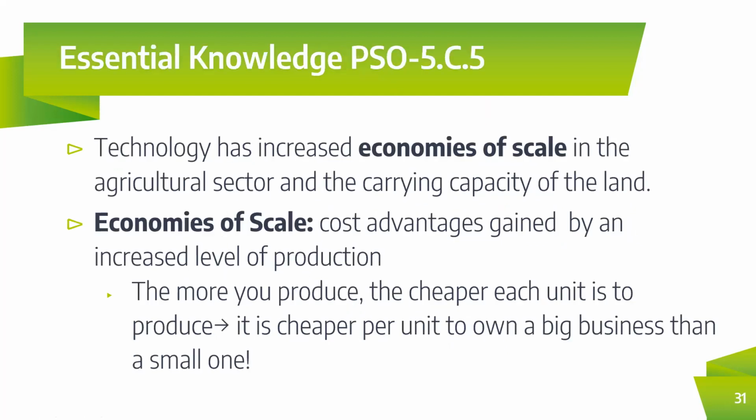Ultimately, technology has increased the economies of scale in the agricultural sector and the carrying capacity of the land. Economies of scale is basically this economic idea that cost advantages are gained by an increased level of production. In other words, the more of something you produce, the cheaper each unit is to produce. So it's cheaper per unit to own a big business than a small one. Technology has helped out in that sense, agribusinesses. But it's also, like I said, increased the carrying capacity of the land, so we can grow more in smaller land.